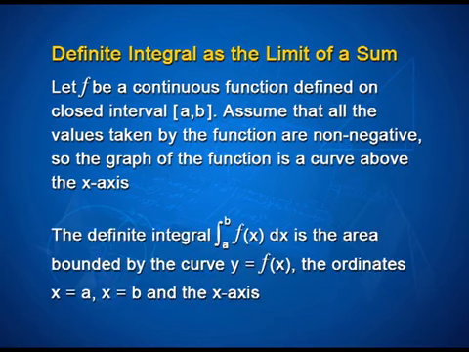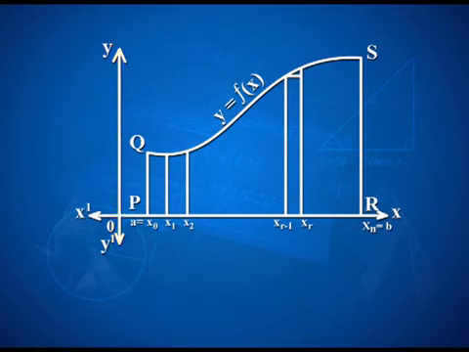The definite integral from a to b of f of x dx is the area bounded by the curve y equal to f of x, the ordinates x equal to a, x equal to b and the x axis. Here, look at the graph: this is the y axis and this is the x axis with the curve. We have to study the area of the region PRSQP.